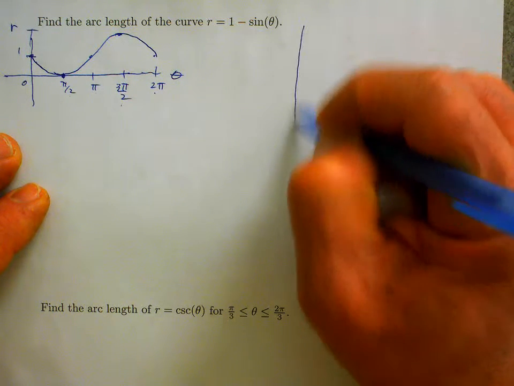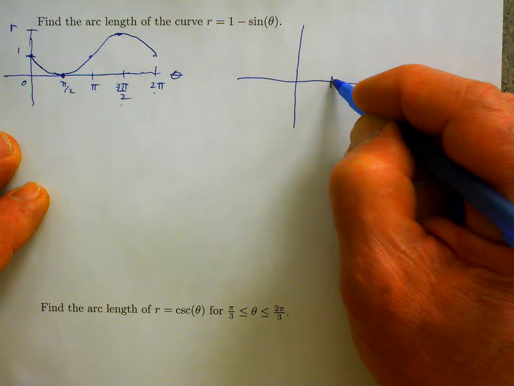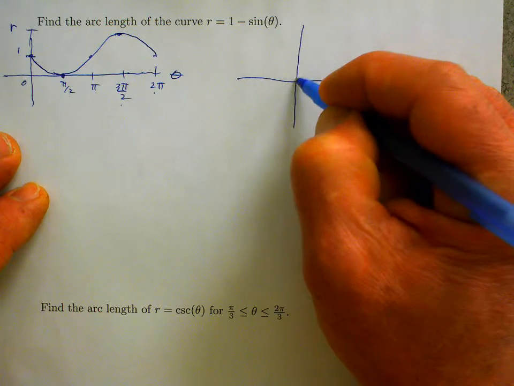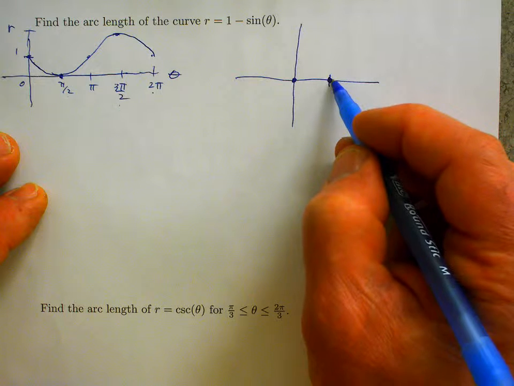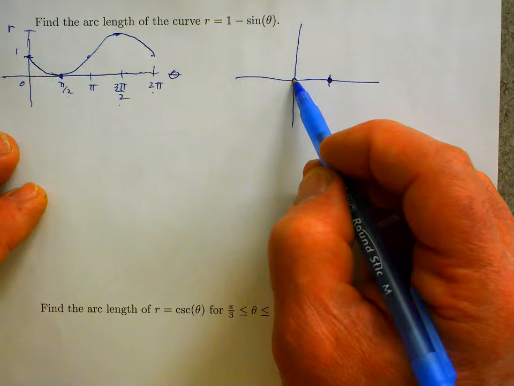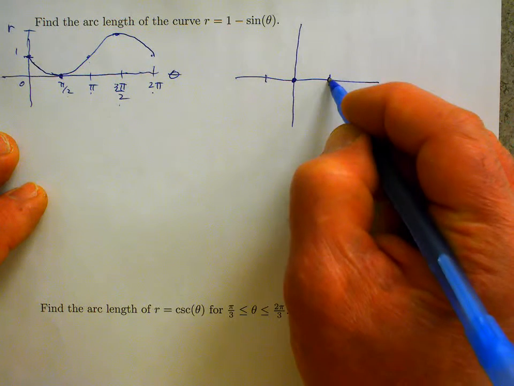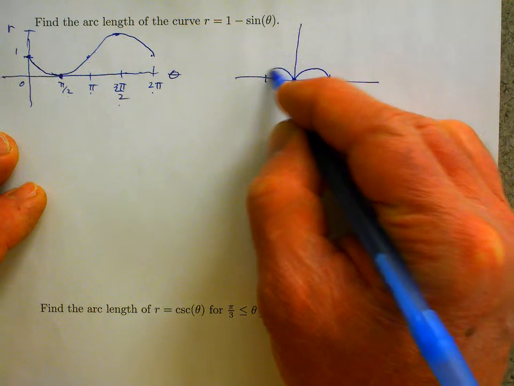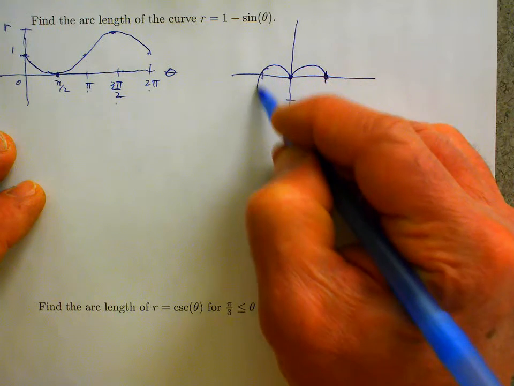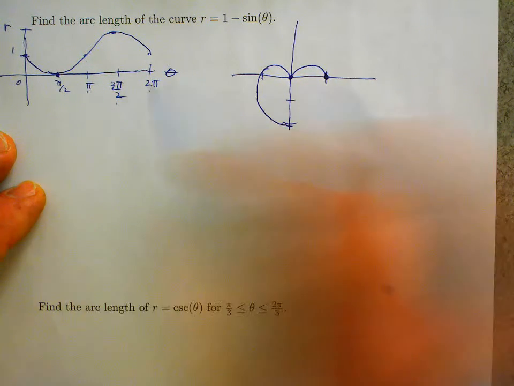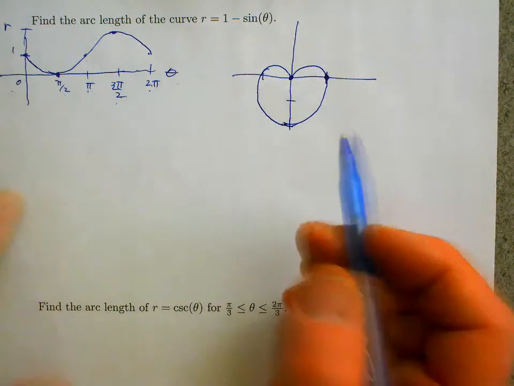So the polar curve: when theta is 0, r is 1. When theta is pi over 2, r is 0. When theta is pi, r is 1 again, so we're doing something like this. At 3 pi over 2, r is 2, and then at 2 pi, r is 1 again. So it looks like, obviously, we need to go from 0 to 2 pi.